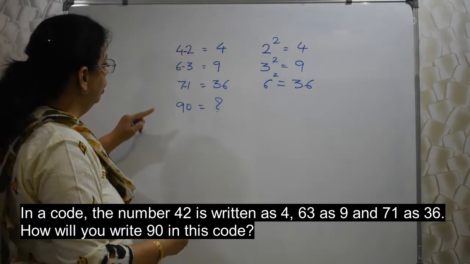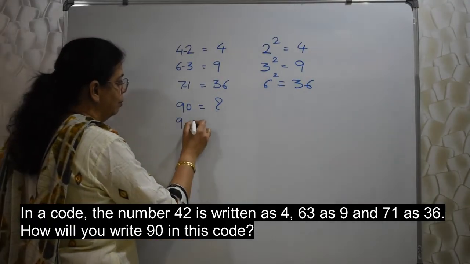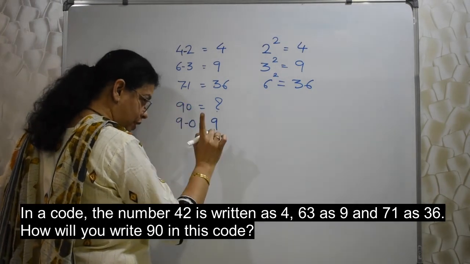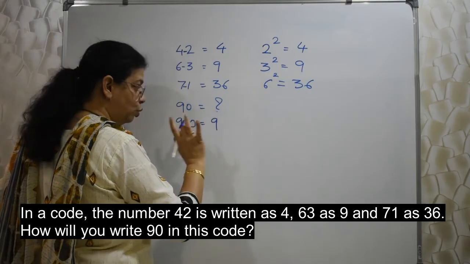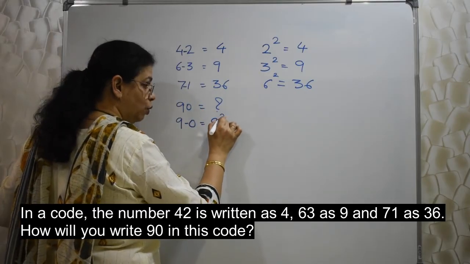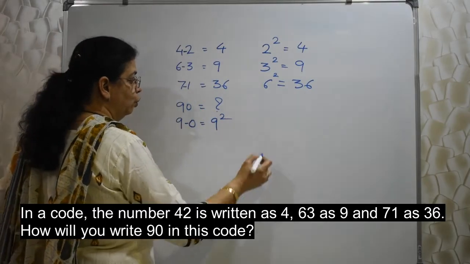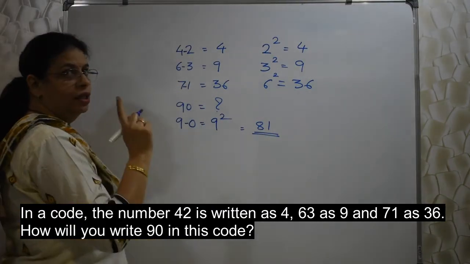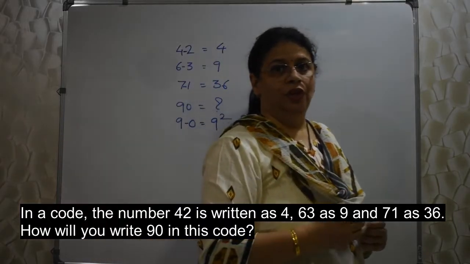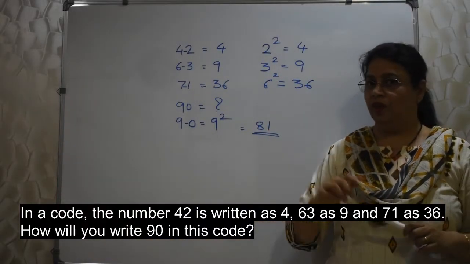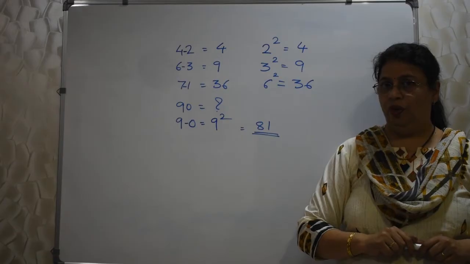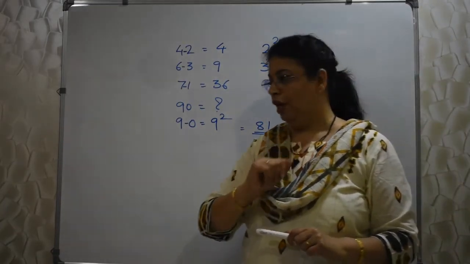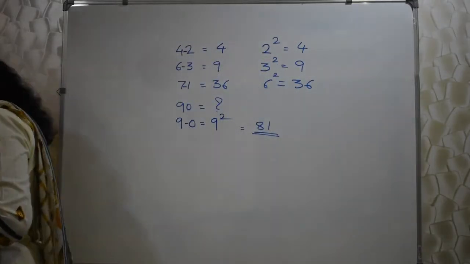Okay? So here in the same way we have to do 9 minus 0. How much? 9. So 9 will be one of the options. Don't choose that because our coding is not yet over. We need to do the square of 9, that is 81. So 81 is the correct answer. Isn't it interesting, students? Okay, if you find it interesting, give me your comments. Don't forget to comment.